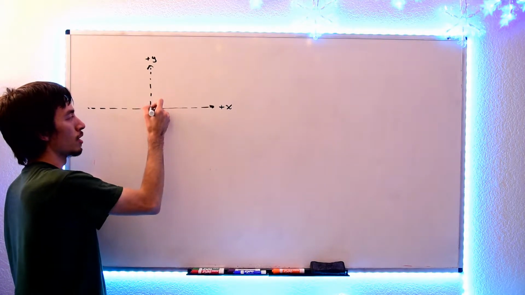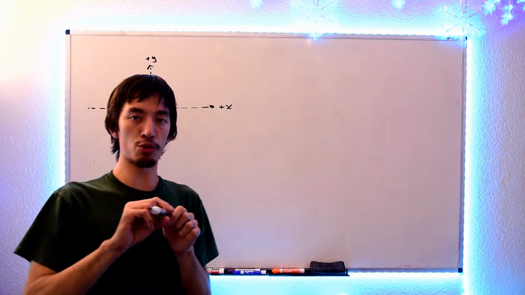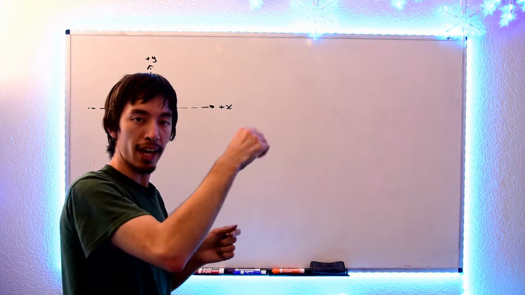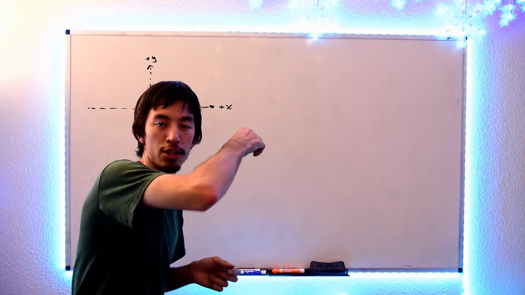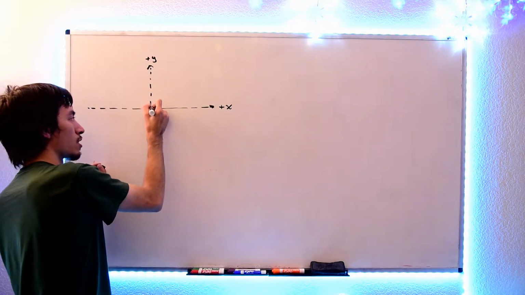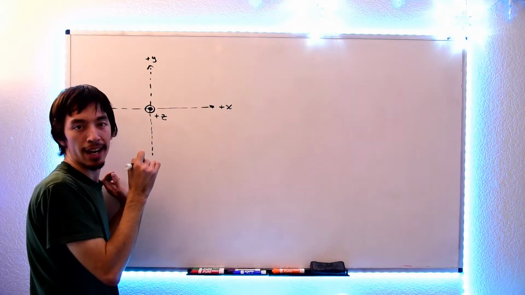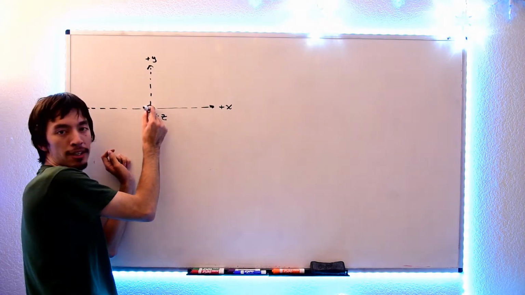So you can use the notation where you draw a dot to say that the vector is out of the page, and you can draw an X to indicate that something's into the page. So I'm just going to draw a dot with a circle around it, and I'm going to say that's the positive z-axis pointing out of the page like this.